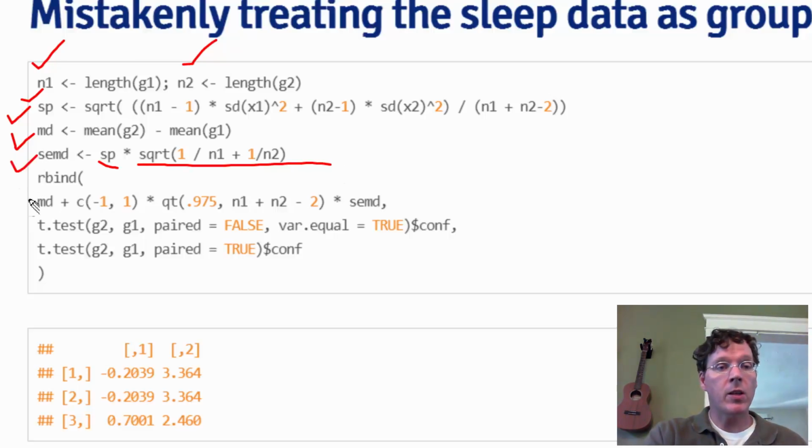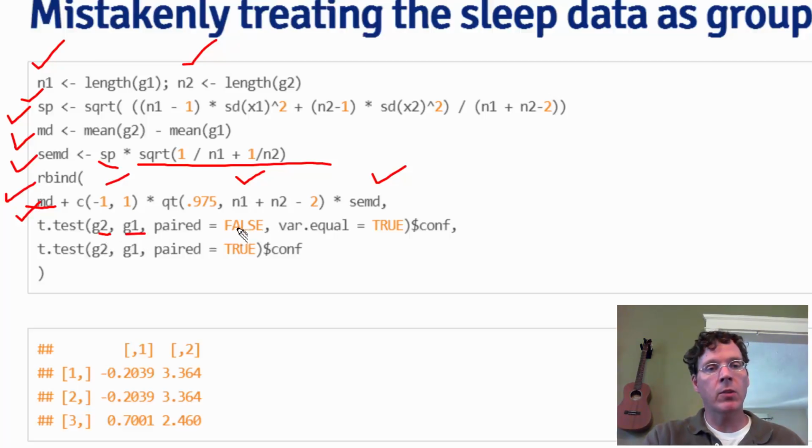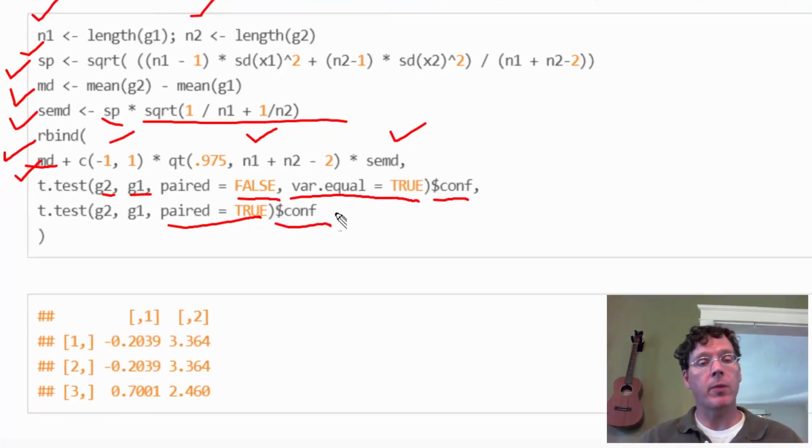Then I collect together my manual construction of the confidence interval, which takes the mean difference, adds and subtracts the t quantile times the standard error of the mean, and then I do t.test, and I give it the first vector and the second vector. I tell it paired equals false, and then because I want the interval where I'm treating the variance in the two groups as equal, I do var.equal equals true, and then I grab the confidence interval part. And then I want to compare it to the instance where paired equals true, just to remind us that ignoring pairing can really mess things up, and I want to grab the confidence interval.